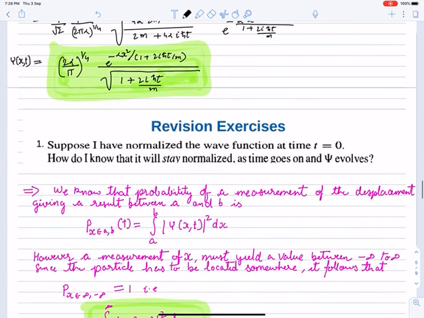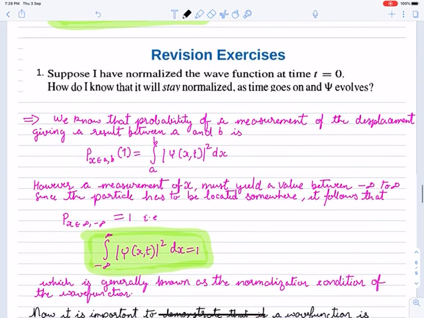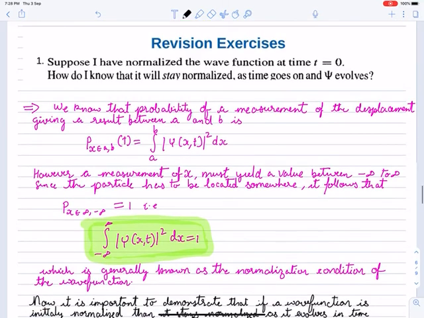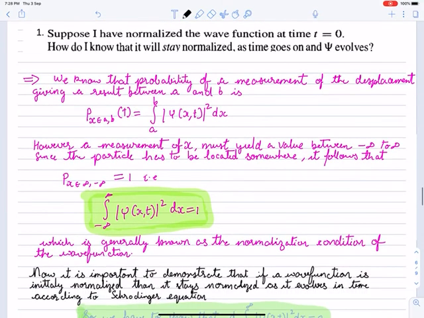Now next, again, our fourth, I think this is the fourth sum. Suppose I have normalized the wave function at t equal to 0. So how do I know that it will stay normalized as time goes on and psi evolves?